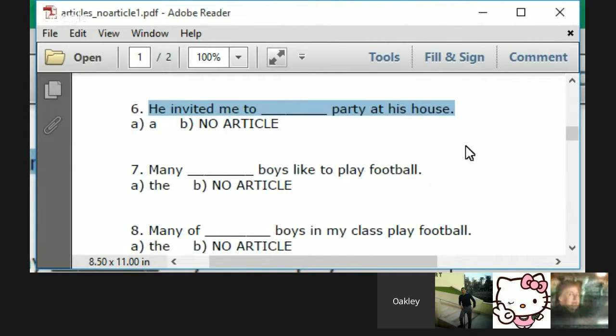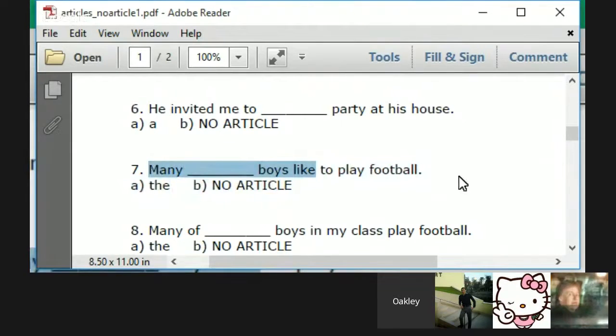He invited me to a party at his house. Okay, one of many. And frankly, this could be no article as well, Ken, because at least Americans use party as a verb. Oh, he wants to party. Let's party. Party on, Garth. Okay. Actually, the right answer to this is both.